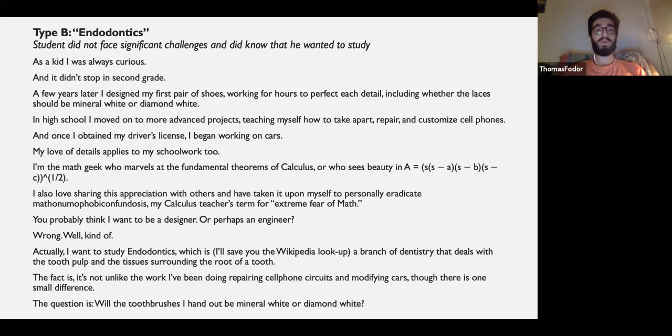You probably think I want to be a designer or perhaps an engineer. Wrong. Well, kind of. Actually, I want to study endodontics, which is, I'll save you the Wikipedia lookup, a branch of dentistry that deals with the tooth pulp and the tissue surrounding the root canal. The fact is, it's not unlike the work I've been doing repairing cell phone circuits and modifying cars, though there is one small difference. The question is, will the toothbrushes I hand out be mineral white or diamond white?